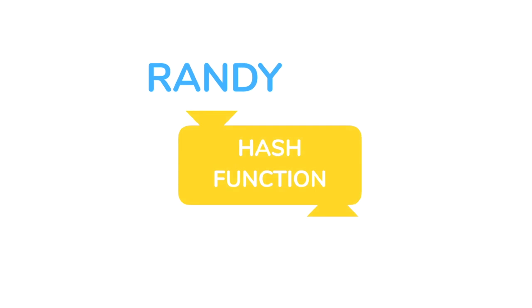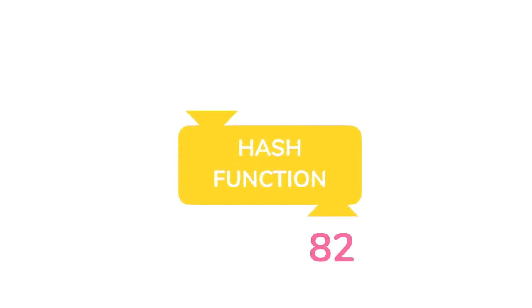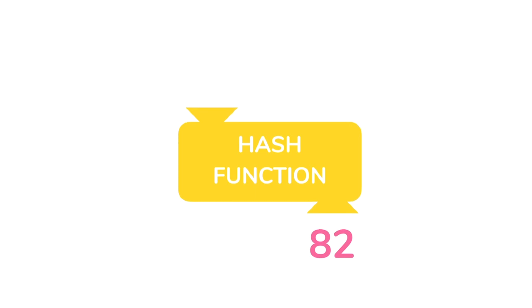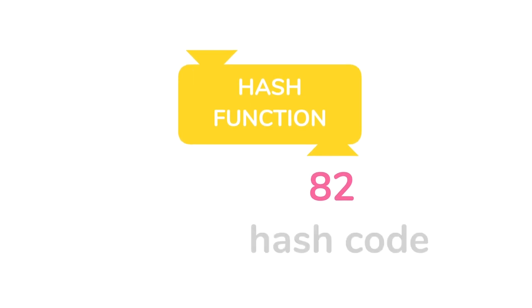So the thing that can turn Randy into 82 is something we call a hash function. We input Randy into the hash function and it's going to spit out 82. And we call this output number the hash code. And that will be the location of Randy.